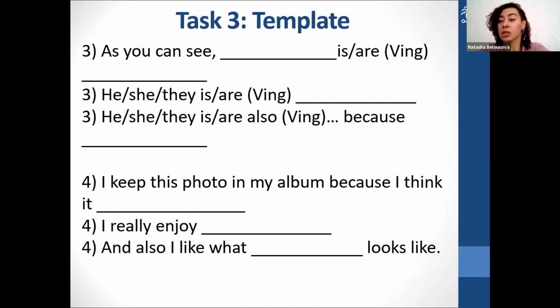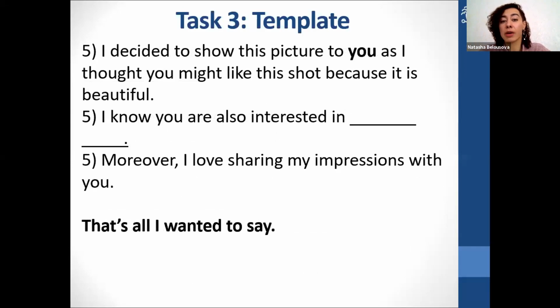And also some suggestions for developing the answer. And again, you see 4, 4, 4. And 5, 5, 5 for the last point, why they decided to show this picture to their friend. Important, the expert is their friend. Which is a questionable thing to say, but still. So when they cover point 5, they have to say, I decided to show this picture to you, not to my friend, but to you, as I thought you might like this because it's beautiful. So again, they could memorize the first sentence and then add something else. That's all I wanted to say. Thanks very much for listening, and so on.